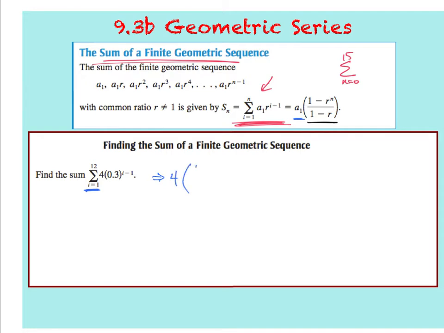And then it's times 1 minus, what the heck is my common ratio here? 0.3. So I have 0.3 as my common ratio. That's what's being multiplied. And then to the power of what? How many terms do I have? I have 12 terms. And then it's over 1 minus r, which is 1 minus 0.3. And from there, I put it in my handy dandy calculator. Make sure you put parentheses around your entire numerator and your entire denominator.